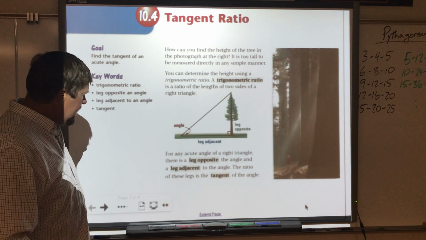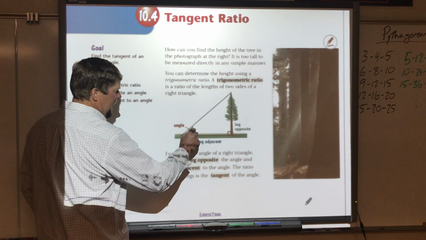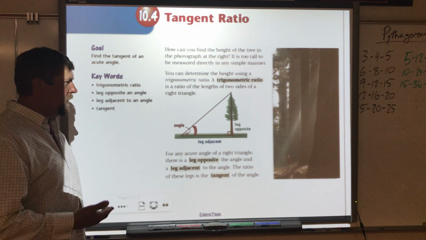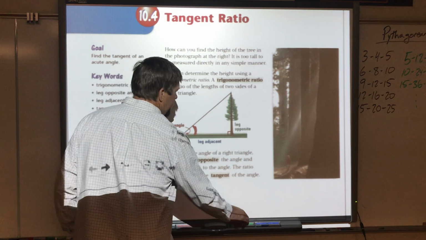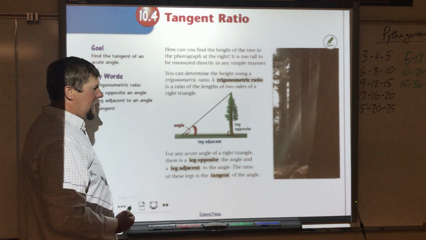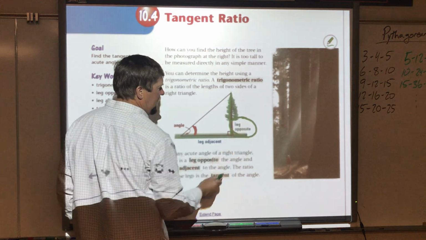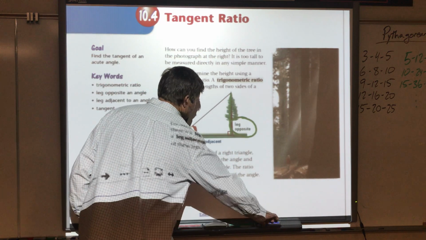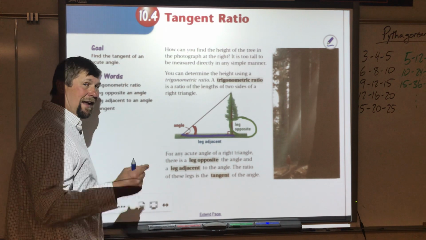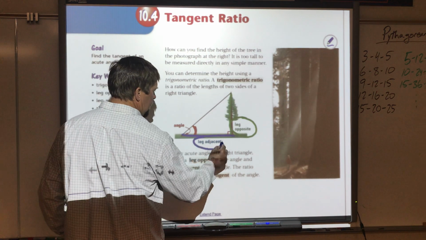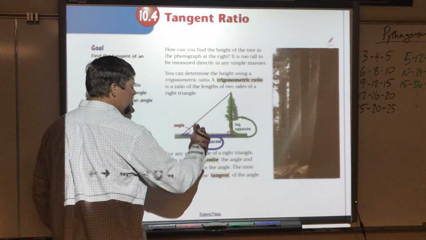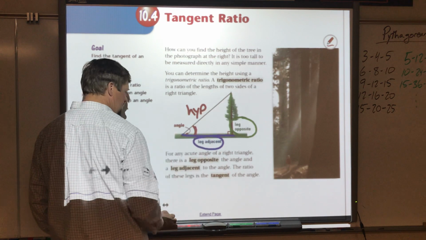And so when you're talking about an angle, such as this angle right here, you label or signify what the two legs of the triangle are. The leg that is opposite that angle is called the leg opposite. The leg that is next to or part of the angle is called the leg adjacent, or adjacent leg. And of course, don't forget, the longest side is always the hypotenuse.